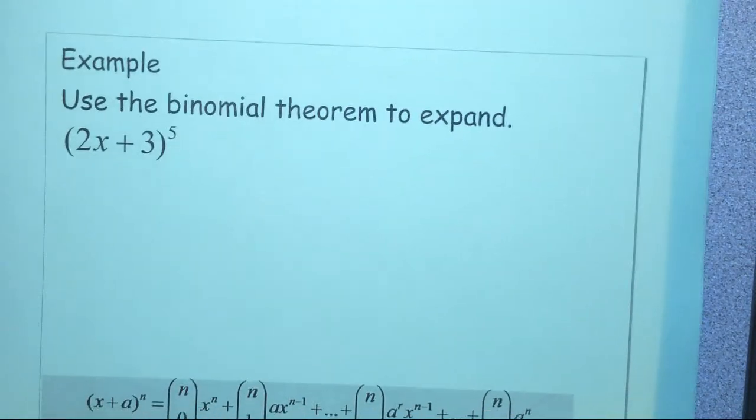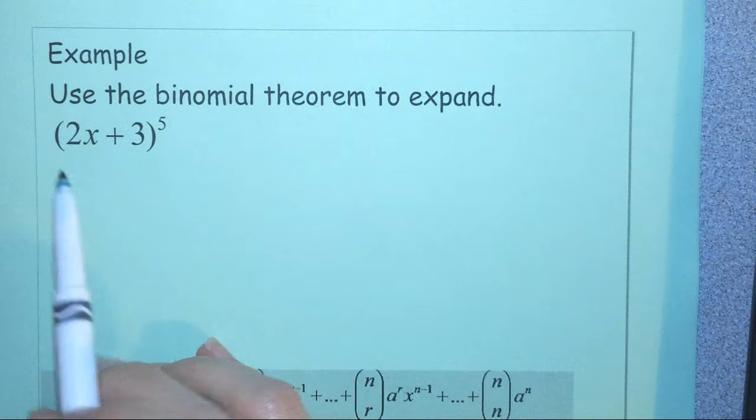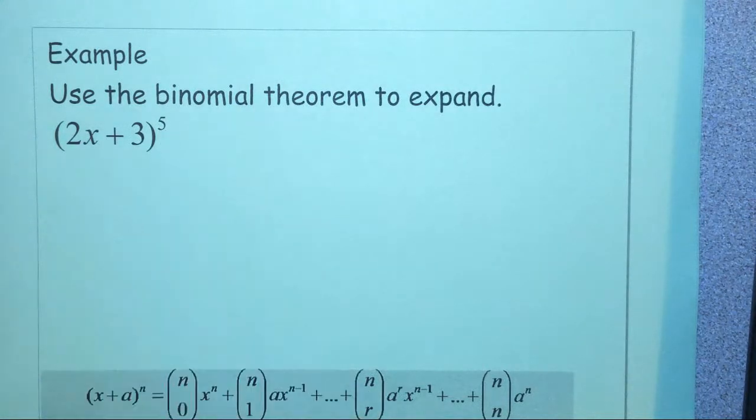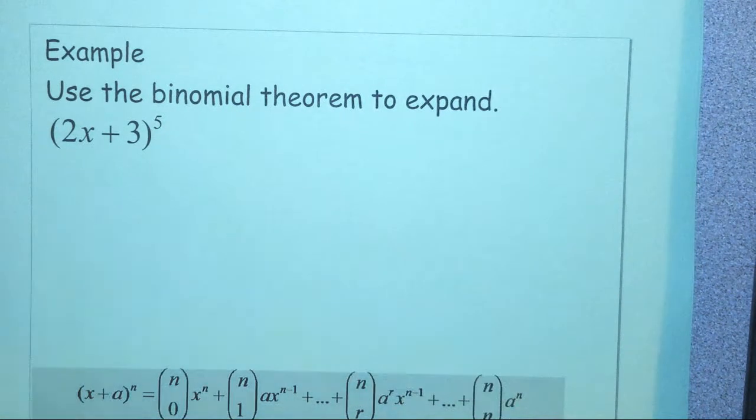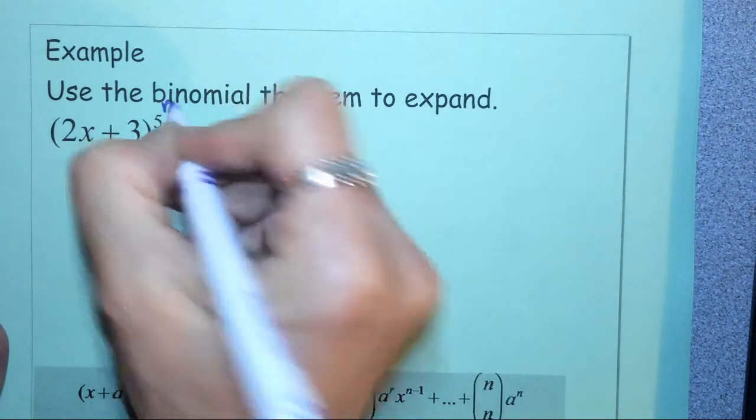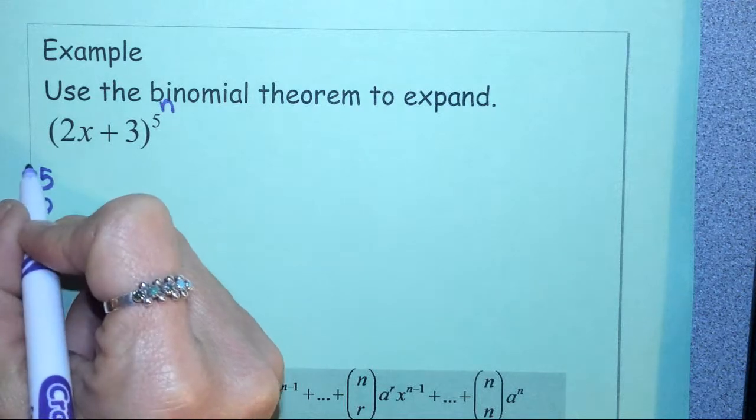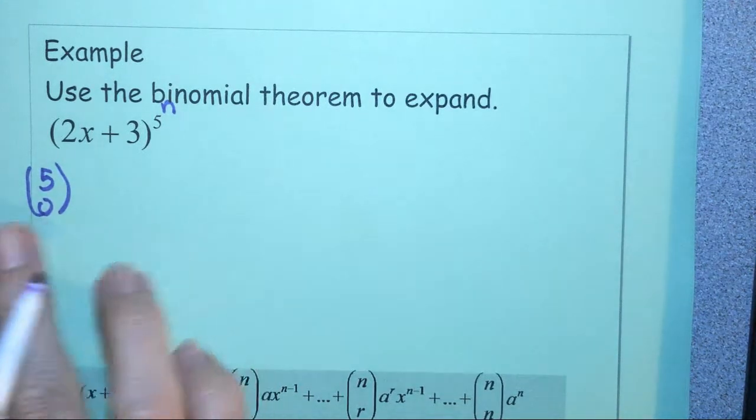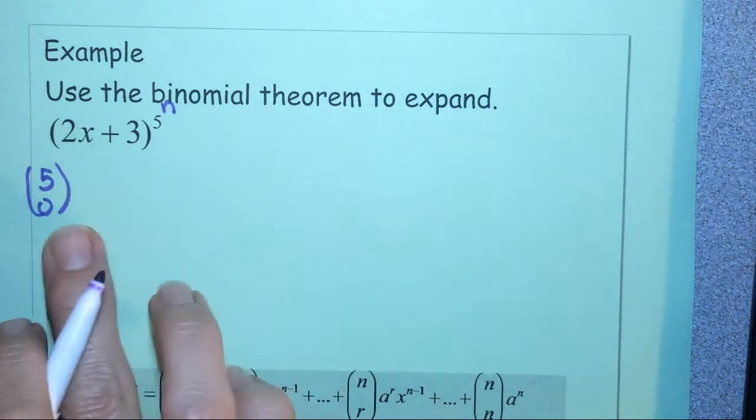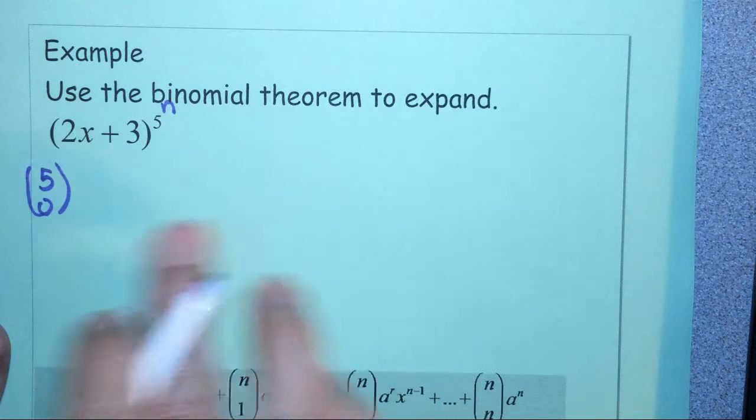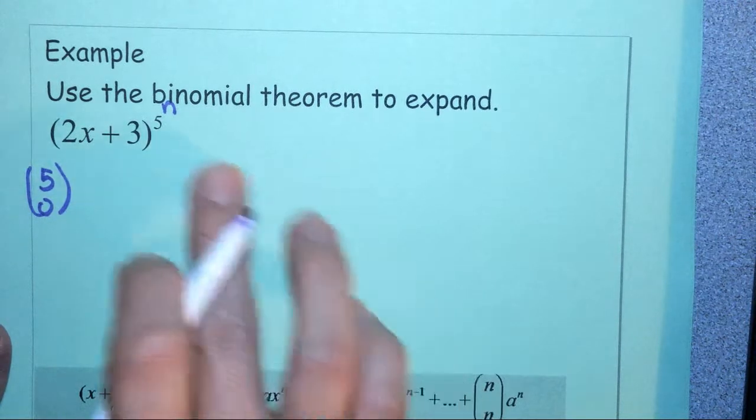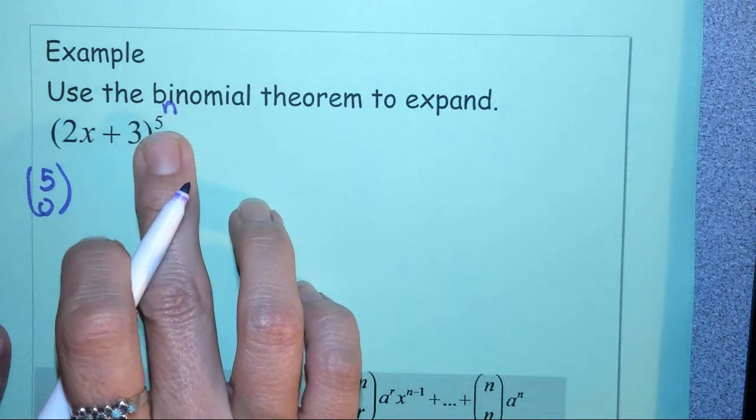So the first one we're going to learn how to do is expand (2x + 3) raised to the 5th power. When you're doing this, your pattern will always start with whatever n is, choose 0. N is going to be whatever this power is. So we're going to start off with 5 choose 0. The next one would be 5 choose 1, 5 choose 2, 5 choose 3, 5 choose 4, 5 choose 5. You're done when you get to 5 choose whatever the power is.